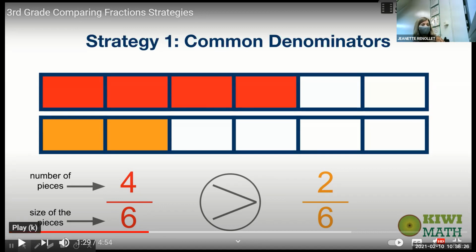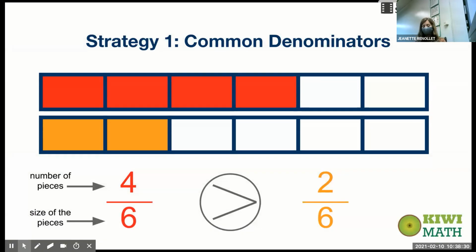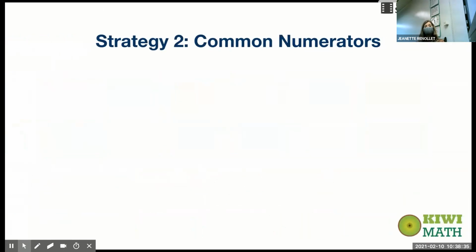Here we go. Anytime there's a common denominator, the greater numerator, which is the greater number of pieces, is going to be greater. Let's take a look at our second strategy. This one is called common numerators.